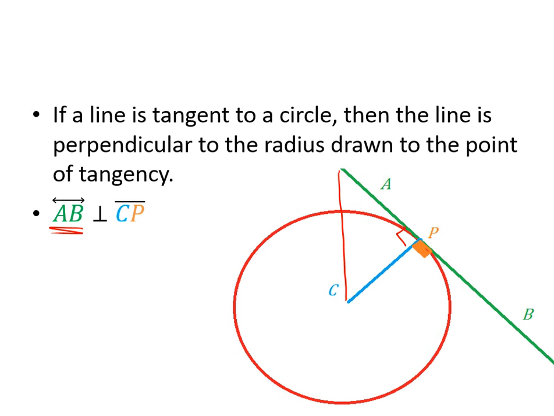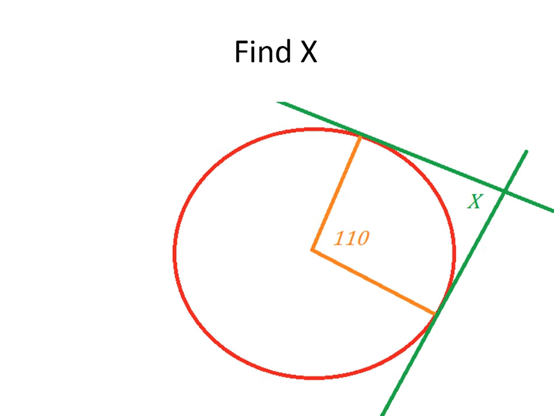At point P, obviously. So let's say we have this, and the two green lines are tangent lines, and that's an angle of 110 inside the circle, so that's a central angle. And this is our center. We want to find the measure of x. Take a second, see if you can figure out what the measure of x is.